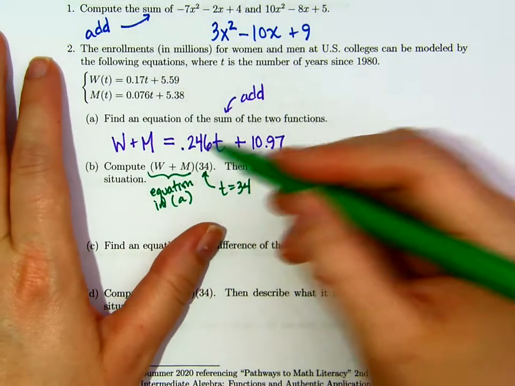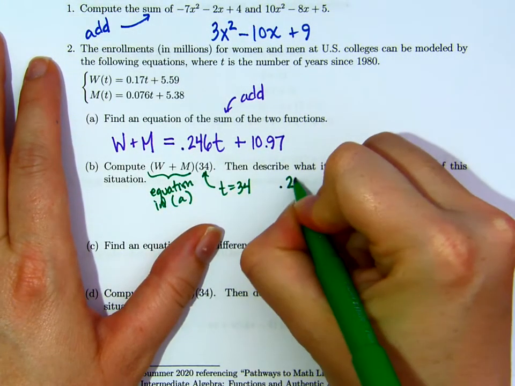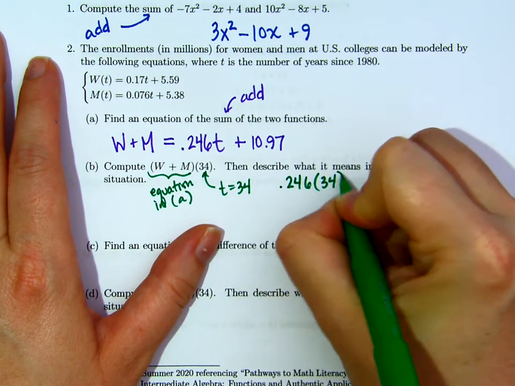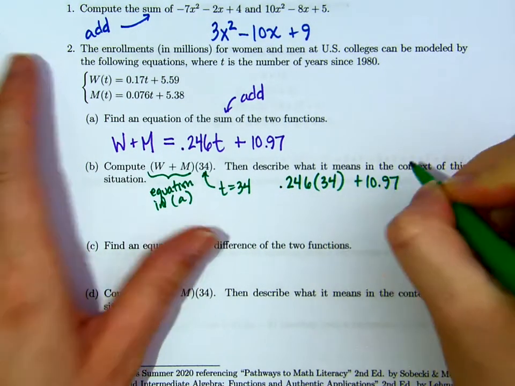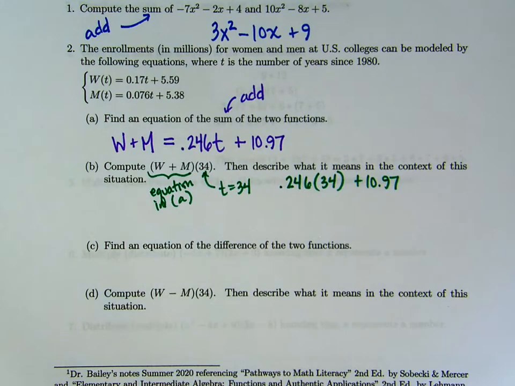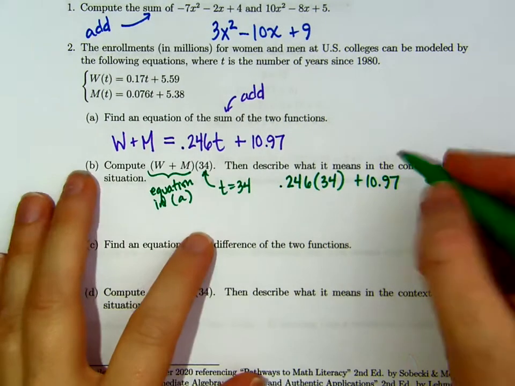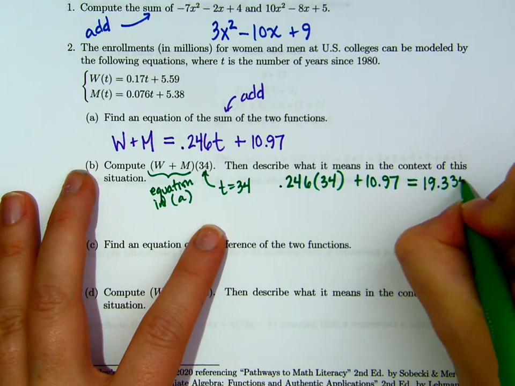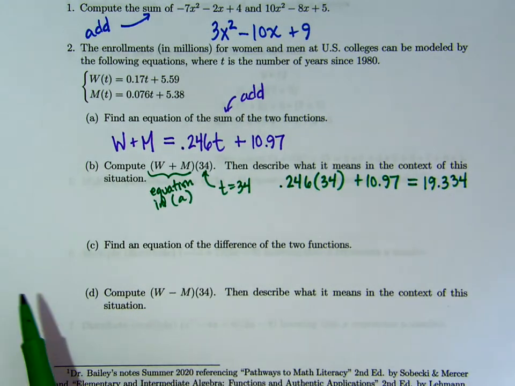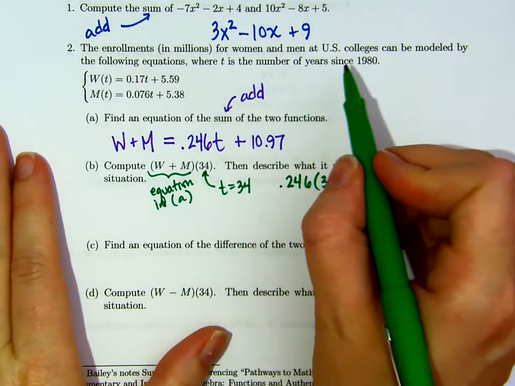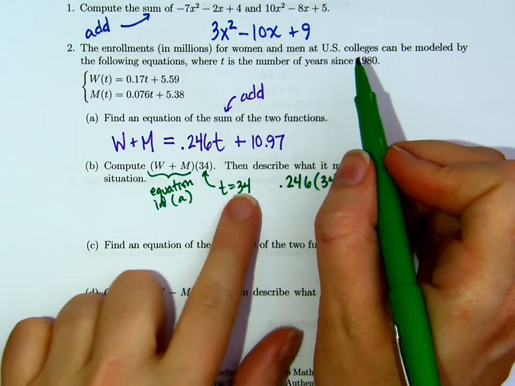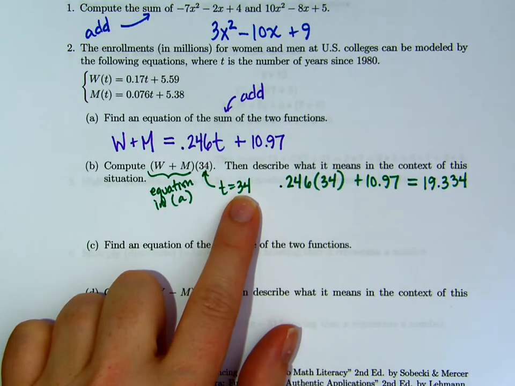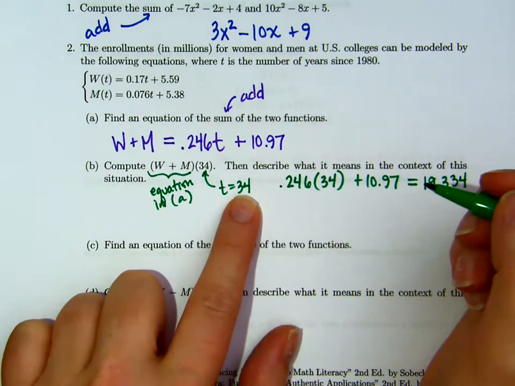Okay, so let's plug that in. 0.246 times 34 plus 10.97. Okay, that is equal to 19.334. Okay, well, t is years since 1980. So what year is that? 1980 plus 34 years, 2014.